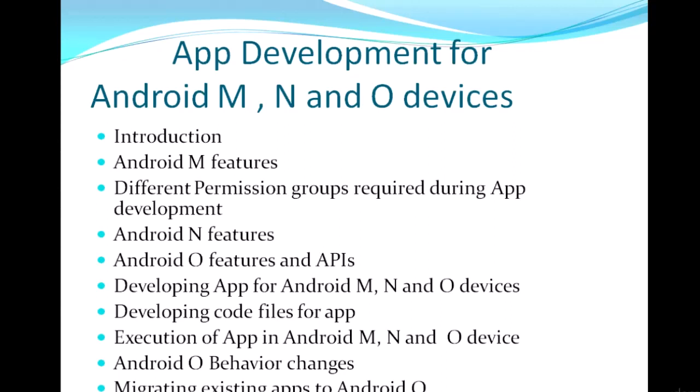Next we'll be seeing some app development. I'll be developing an app which you can run on any of your devices, that is Android M, N and O. I'll tell you step by step how it is done. For that app development, we'll again be developing some code files, so our class files, layout files, everything, I'll show you end to end how it is developed and what configurations you have to make for executing that app on all these three devices. Next we will be executing the app on Android M, N and O devices, and I'll show you how you can execute that.